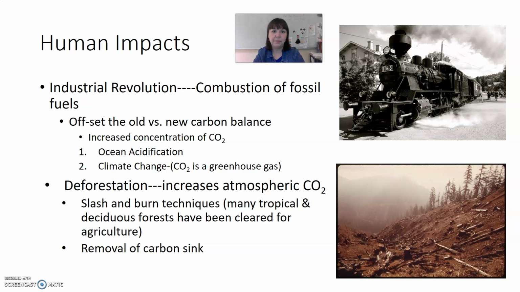So burning of fossil fuels and deforestation are your two huge problems that are causing this carbon cycle to be thrown off balance. Okay. So next video, we'll talk about our final biogeochemical cycle, which is the nitrogen cycle. So look for that video.